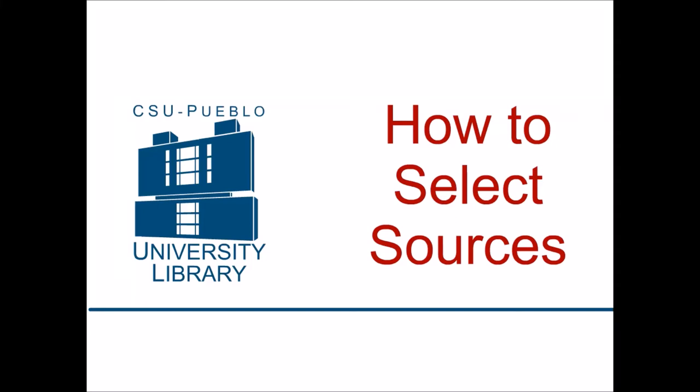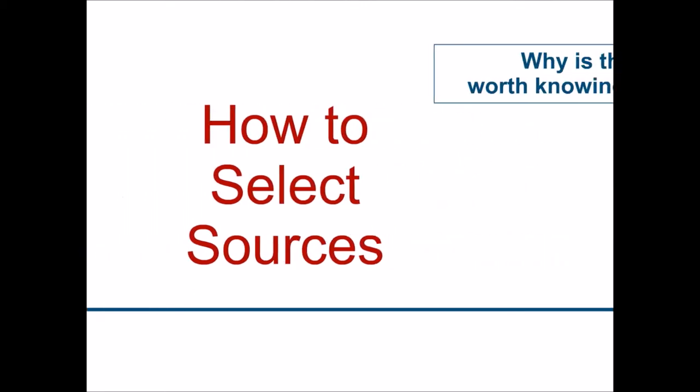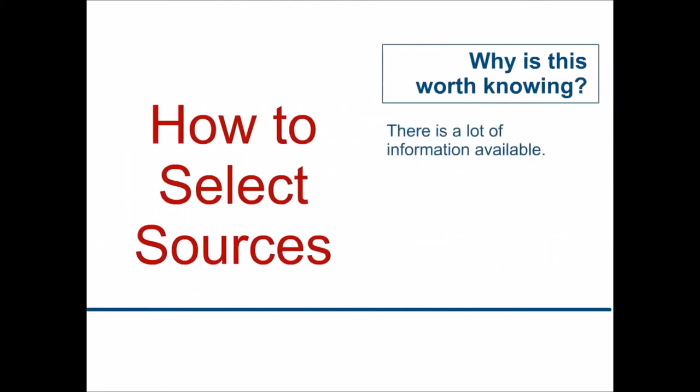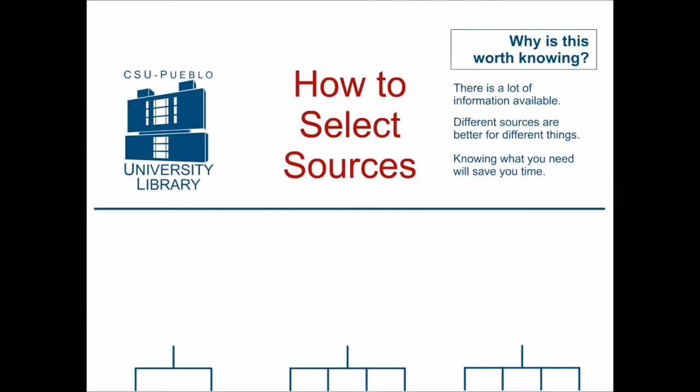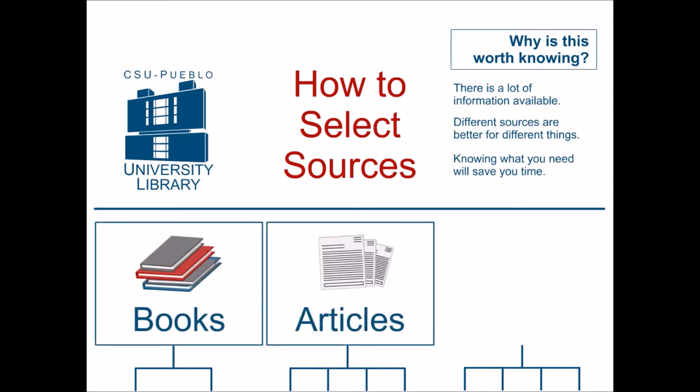This is the CSU-Pueblo University Library Quick Class on how to select sources. So why is this worth knowing? Well, there's a lot of information out there, but it's important to remember that different sources are better for different things. Once you understand which ones are the most useful, you'll be able to save some time while still finding good stuff. The point of this class is not to cover every kind of source in detail. It's just to summarize some of the most common formats you might come across, specifically books, articles, and websites.